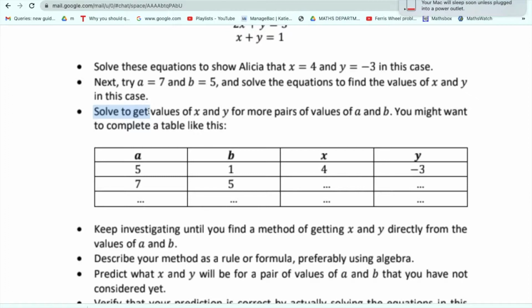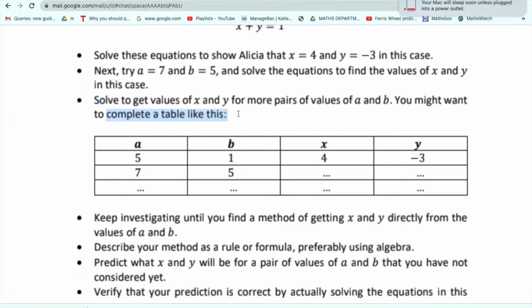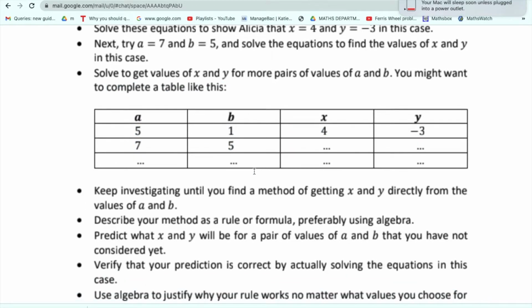So it says she needs to solve to get values of x and y for more pairs of values A and B to complete a table like this. So you need to continue this with random pairs of A and B. Keep doing this until you find a pattern.